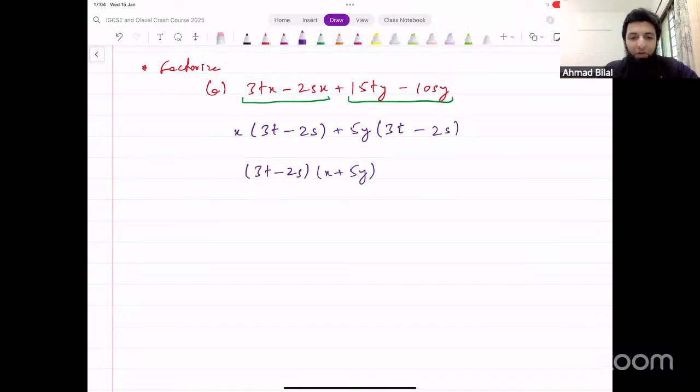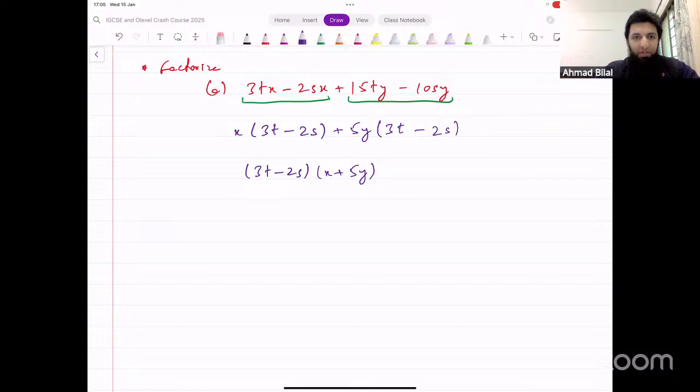When you have four terms like this, what you can do is take something common from the first two terms, take whatever you can take common from the second two terms, and then you write it like this. Okay. I hope that makes sense. Now let's move on and just do one more example, and then we talk about quadratic equations quickly.